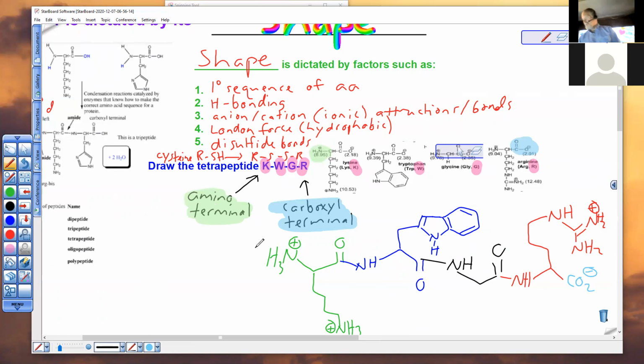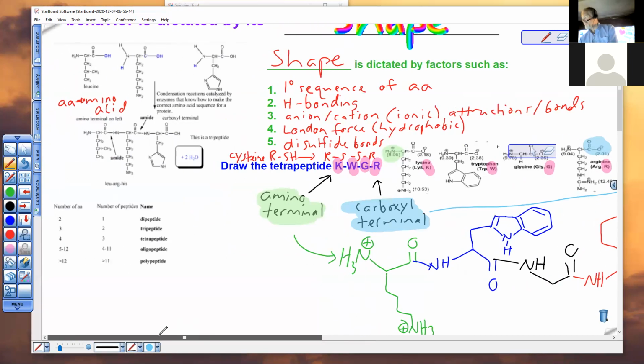So you see your amino terminal here, and you see your carboxyl terminal over here. And congratulations, you drew a tetrapeptide. Is it a protein? No, it's a little too small to be called a protein, but you know, it's on its way. It's a baby protein.